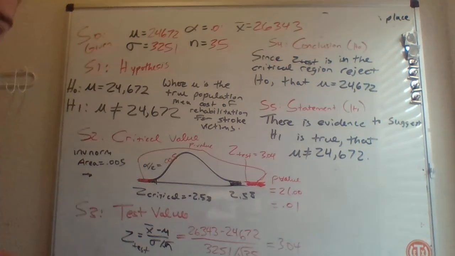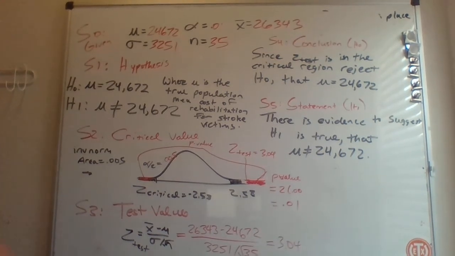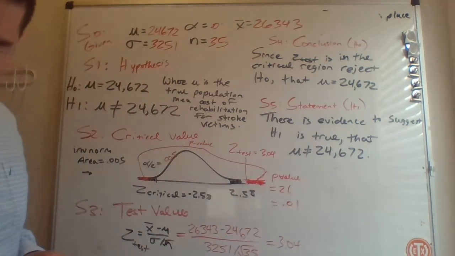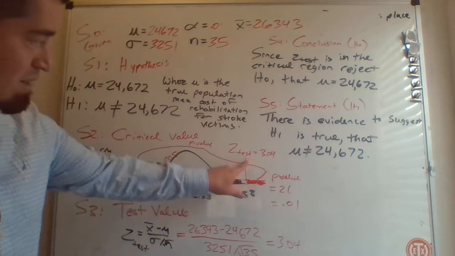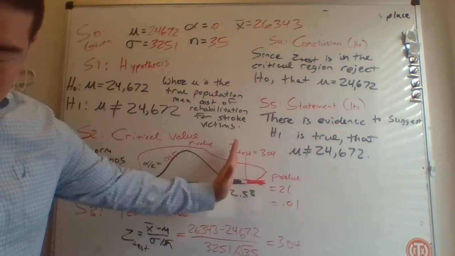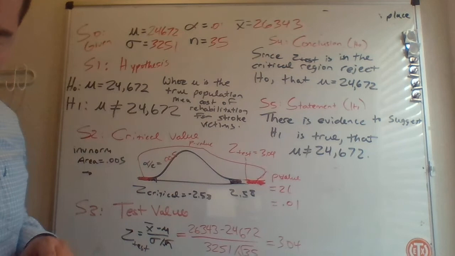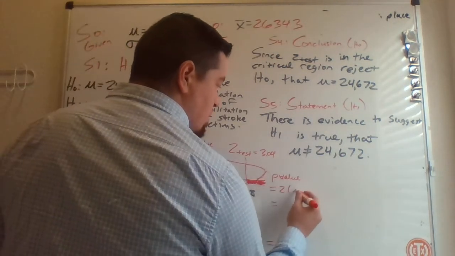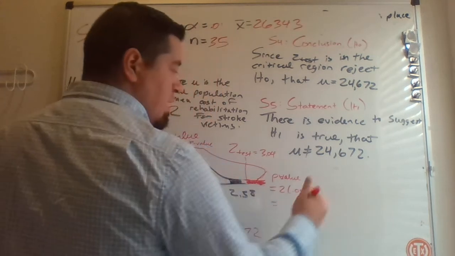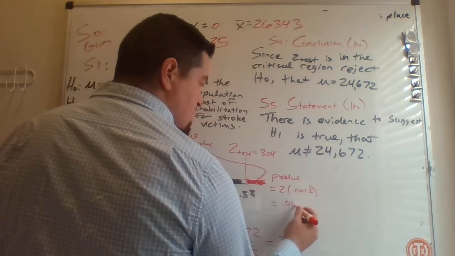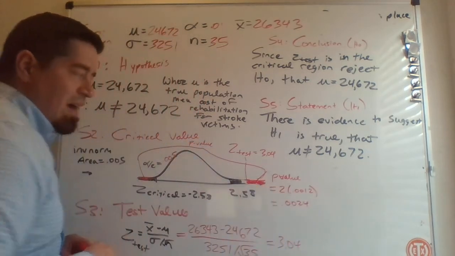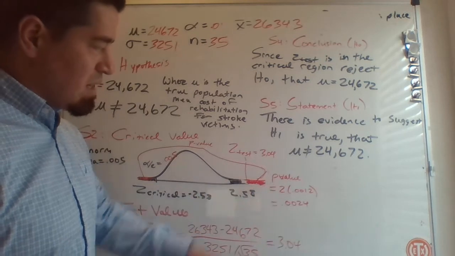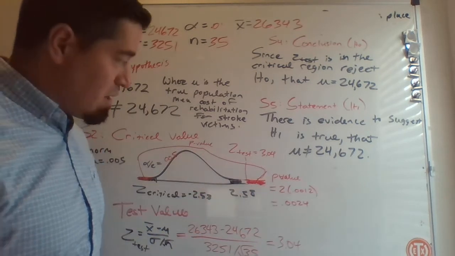Let me check something real quick. Okay, actually, after checking my work there, the p-value from 3.04, the test statistic, the test value, from the test value on to infinity, that's 0.0012. That's one side, 0.0012. Multiply that by 2, you get 0.0024. That's the p-value, okay? But you only multiply by 2 on a two-tailed test. On a left-tailed or right-tailed, it's just whatever the area is.